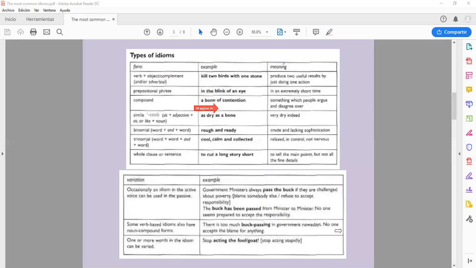Abortion is a bone of contention. Yes, totally agree with you. You know what? In my house, education. Hey, yes, that's it. AMLO is a bone of contention. Excellent. That's a pretty good example. Some people can agree, some people can disagree. So it's a bone of contention.